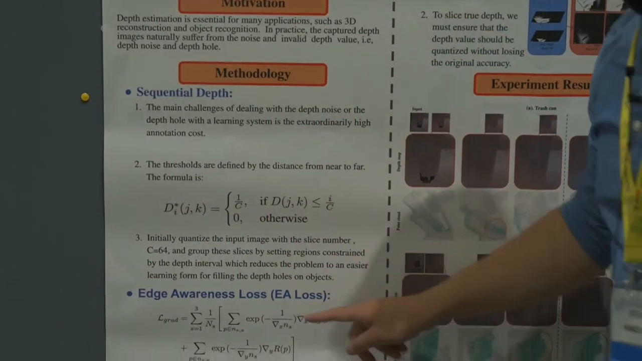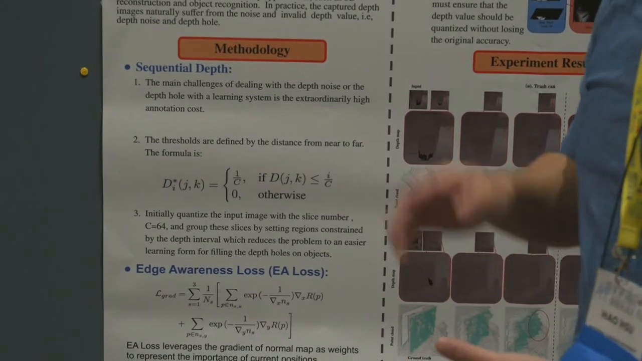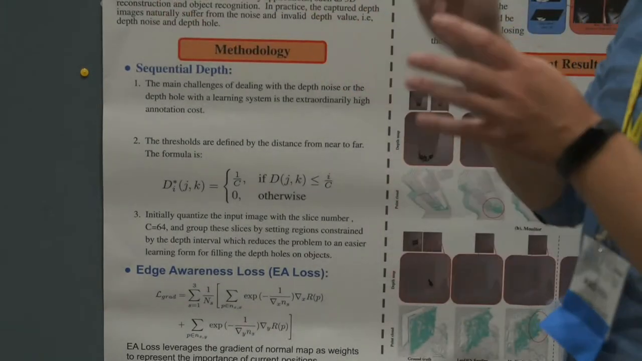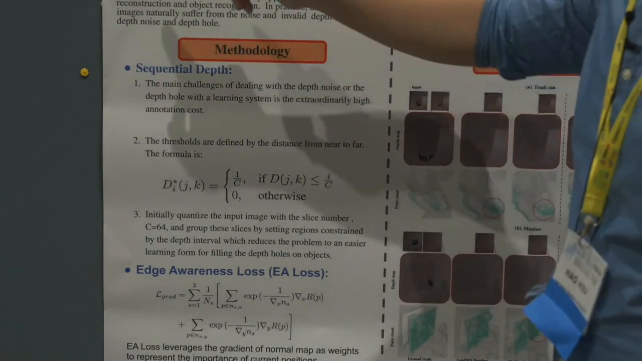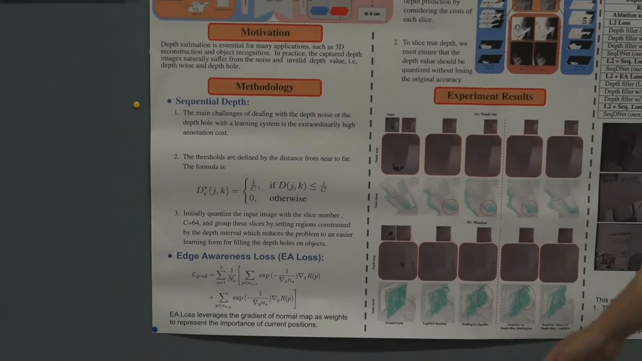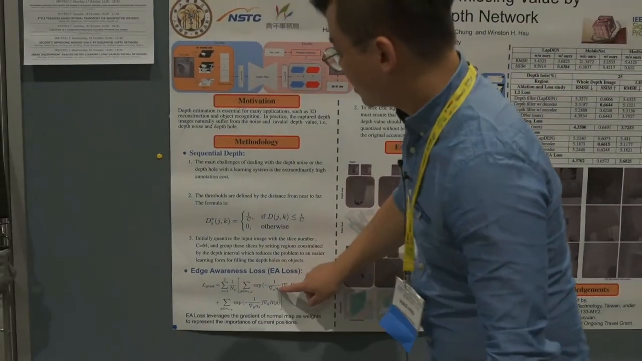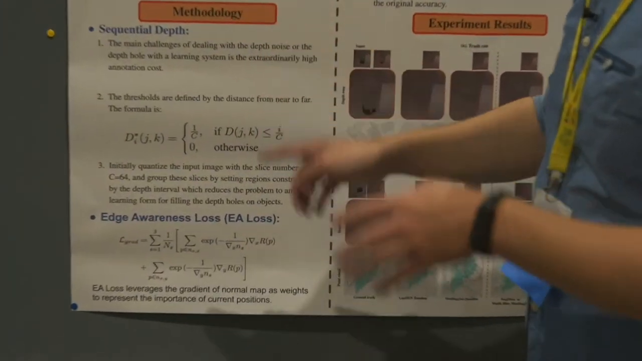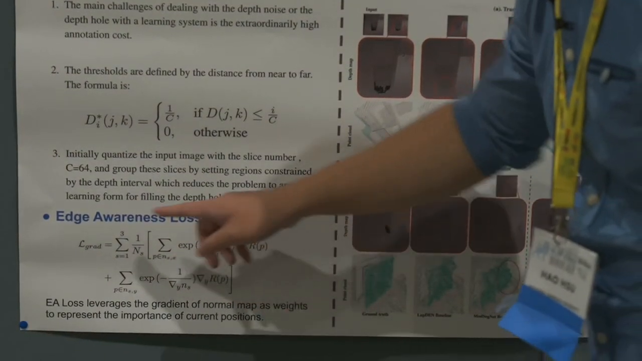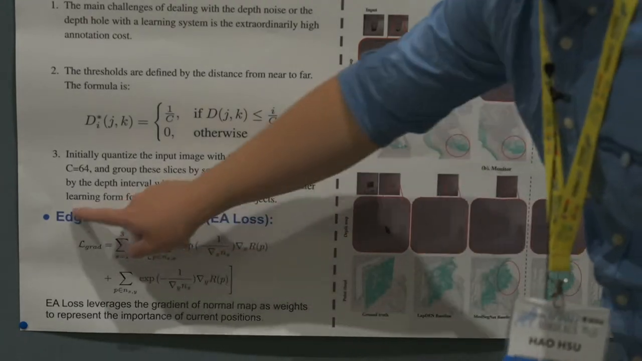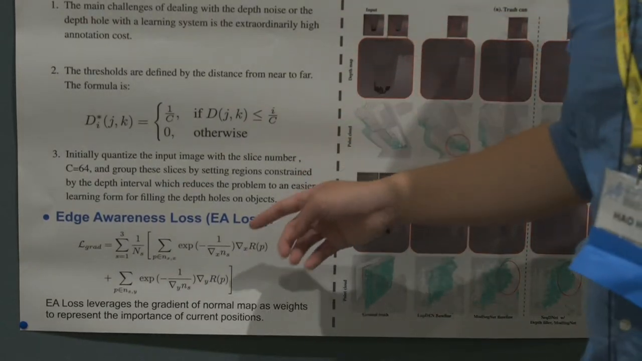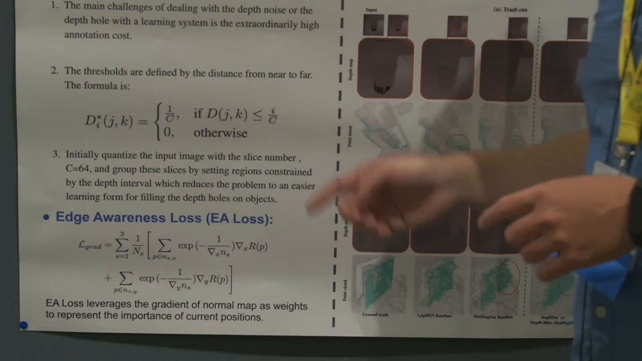The edge awareness loss uses the normal map that comes from the raw depth image directly, using normal estimation to transform the depth image into a normal image without any learnable model. So you can see if we choose the different x direction gradient of the normal map, we get the contrast penalty here, and this kind of loss will focus on the edge area to fill in depth information.